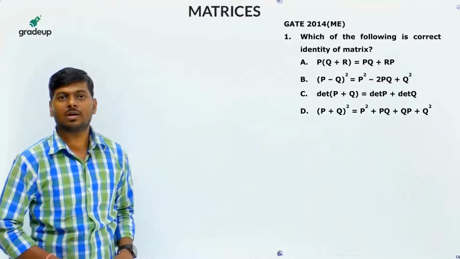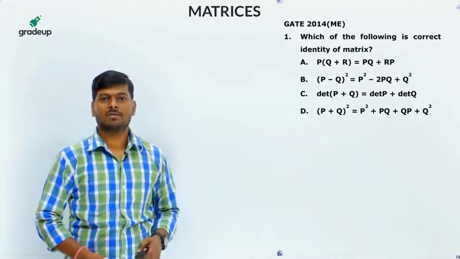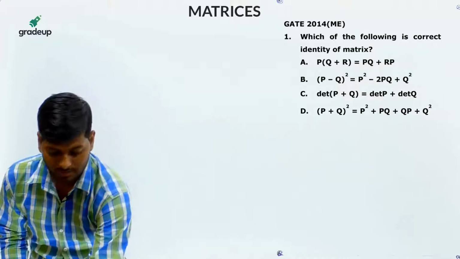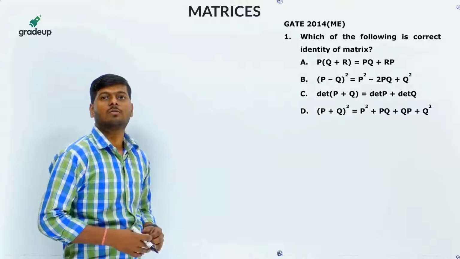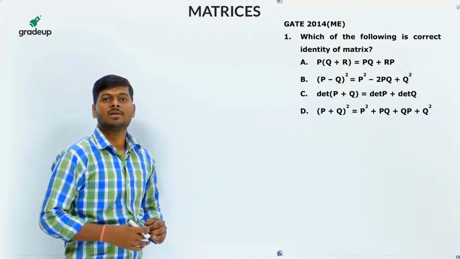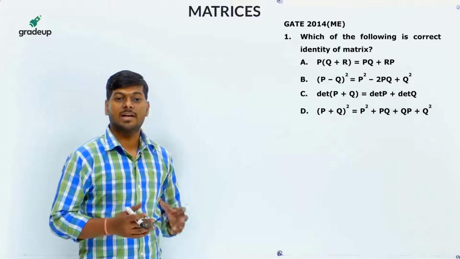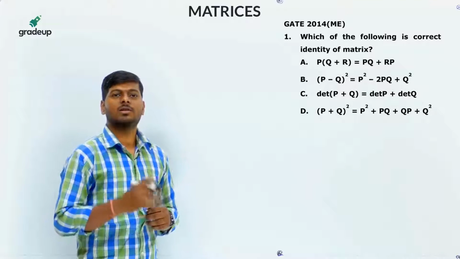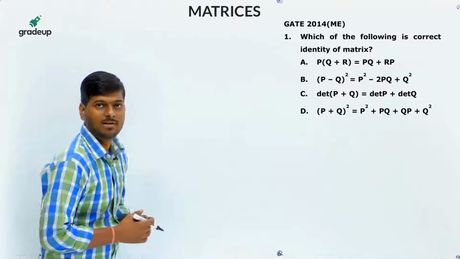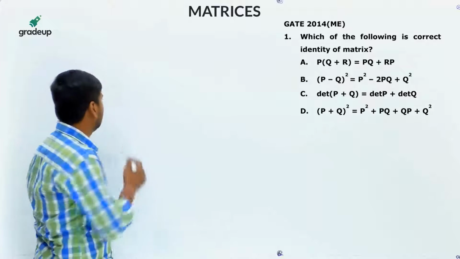Now let's move to the questions. We will see the first question. This question was asked in 2014 in mechanical engineering. The question is, which of the following is the correct identity of matrix? First is P into Q plus R is equal to PQ plus RP.